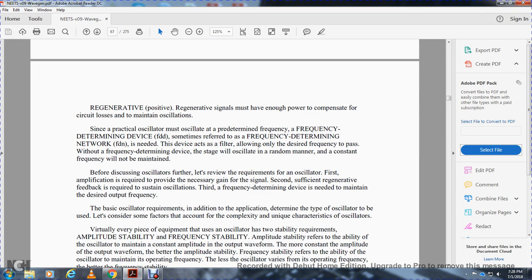Before discussing oscillators further, let's review the requirements for an oscillator. First, amplification is required to provide the necessary gain, with a single stage being sufficient.